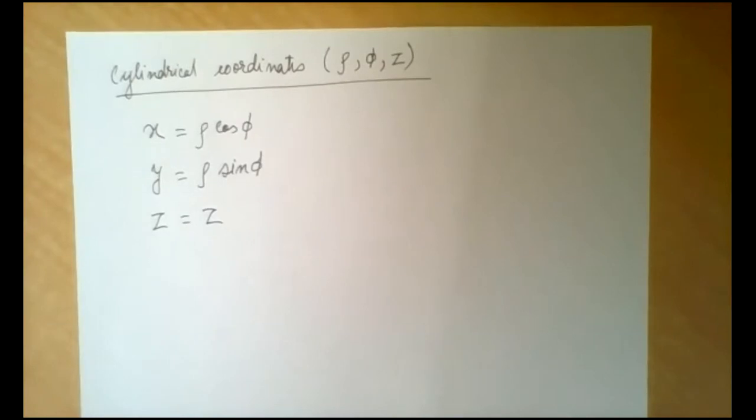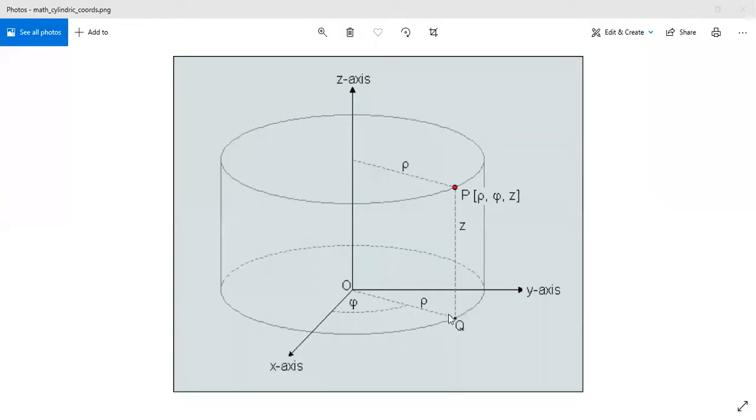Let us come back to that figure and see again. So this length OQ is rho. Let me use the spotlight. The length of OQ is rho. From Q, we draw a line perpendicular to the y-axis. Sorry, parallel to the y-axis. So from the point Q, we draw a line which is parallel to the y-axis.